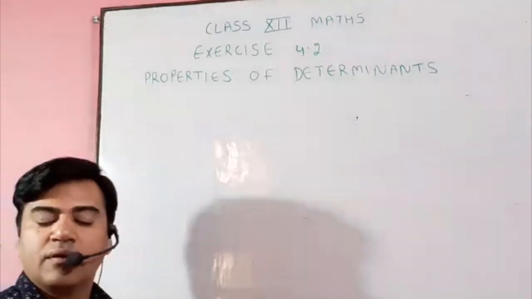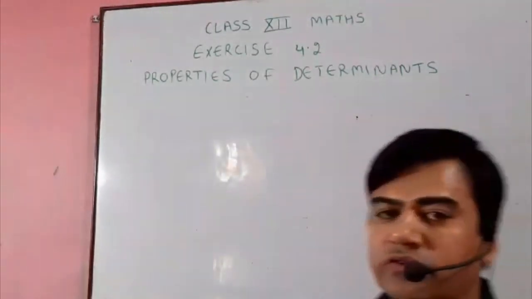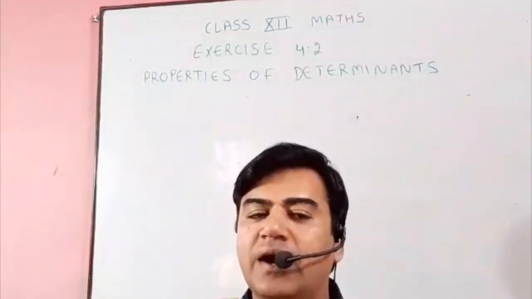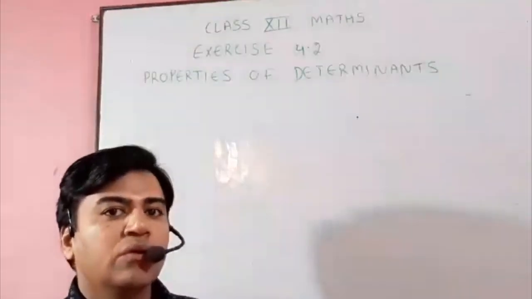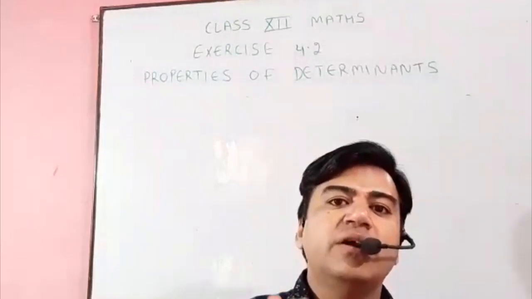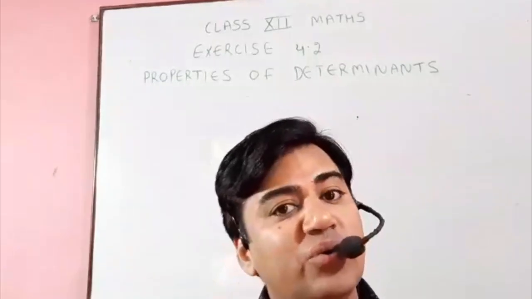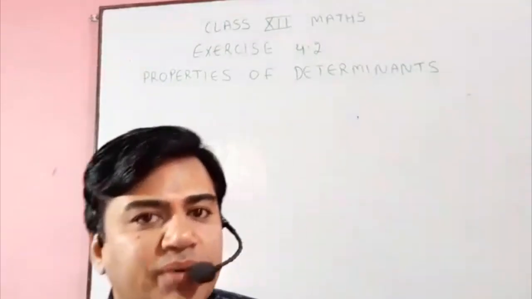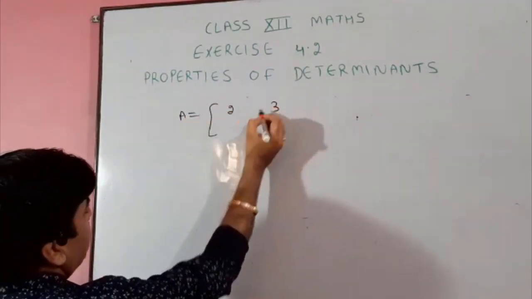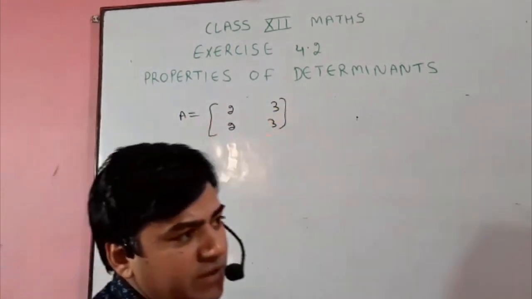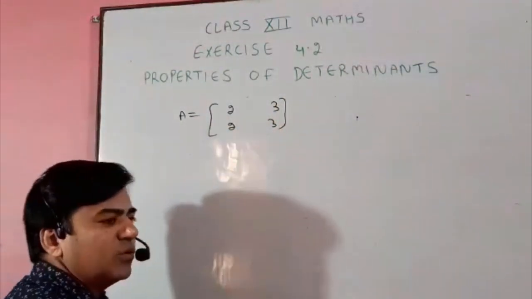So we can say the third property of determinant is if any two rows or two columns of a determinant are identical. Listen again. If any two rows or two columns of a determinant are identical, then the value of that determinant will be equal to 0. Let us prove this by an example. This is a matrix 2 3 2 3. You can see first row and second row are same.